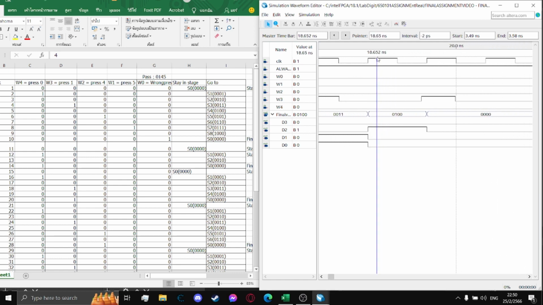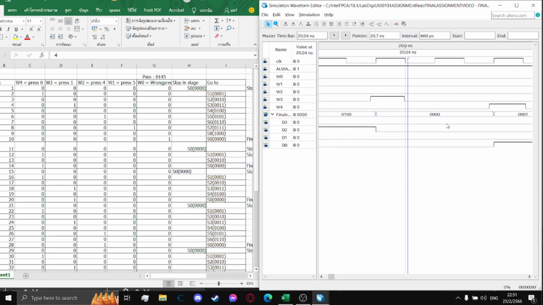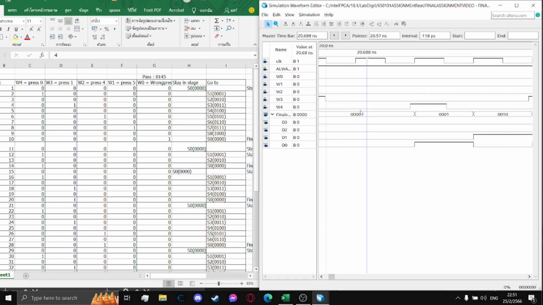Then another clock, they will go to 0. Clock 20, when we press 1 again, then they will go to state 0 immediately, like this. Here the result is 0 0 0. Then clock 21 is stay in 0. Then it will stay in state 0.